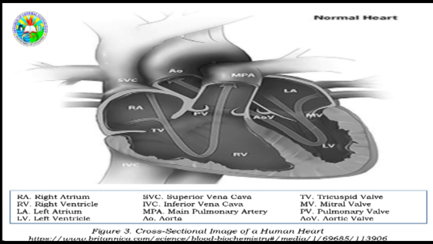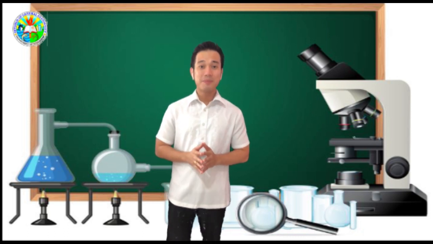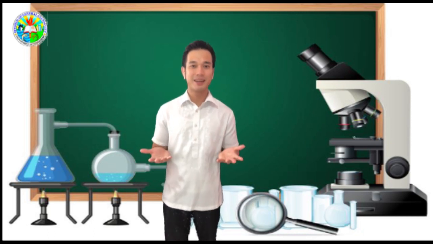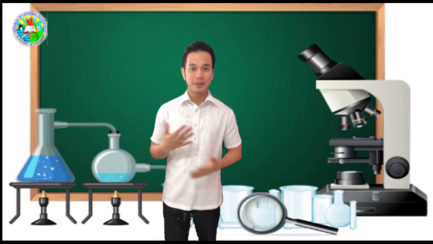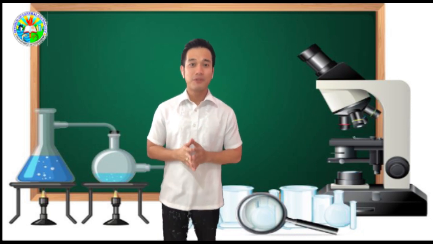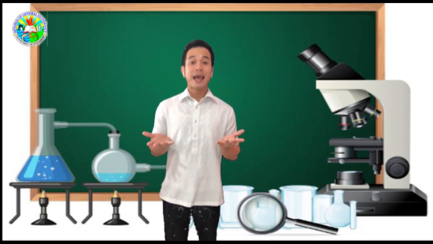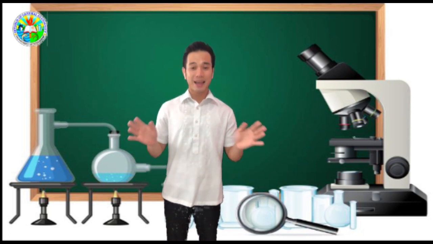That's the flow of oxygenated and deoxygenated blood through our heart. Got it? I hope so. Maybe you will ask how the respiratory and circulatory systems work together to distribute oxygen and other materials throughout the body. That's the concern of my next discussion. Before that, let's take a deep breath. Inhale and exhale. Again, inhale and exhale.